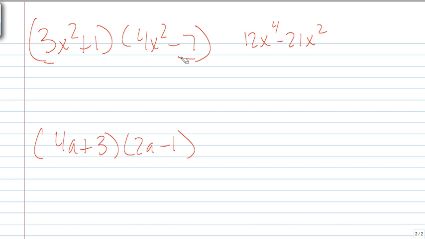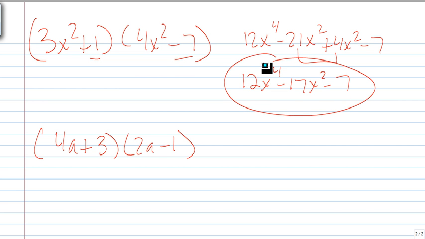So now let's go to our inside terms, which are the 1 and the 4x squared. So 1 times 4x squared is a positive 4x squared. And then let's do our last term, which is going to be the 1 and the negative 7. And that's just negative 7. Look to see if we can combine any terms. We can. Our outside and inside terms of negative 21 and positive 4. Well, it is negative 21 plus 4. Right, it's going to be negative 17. So I have 12x to the fourth, negative 17x squared minus 7.